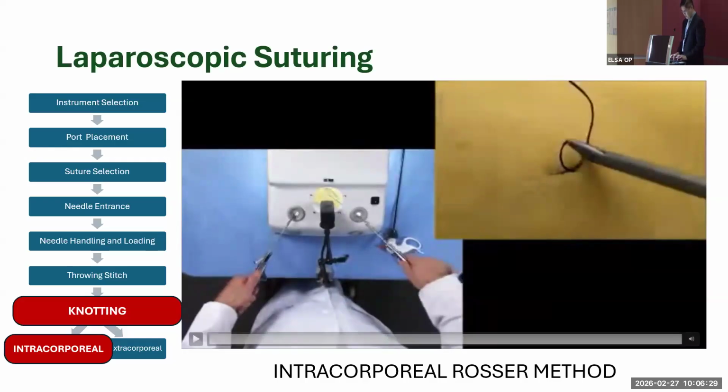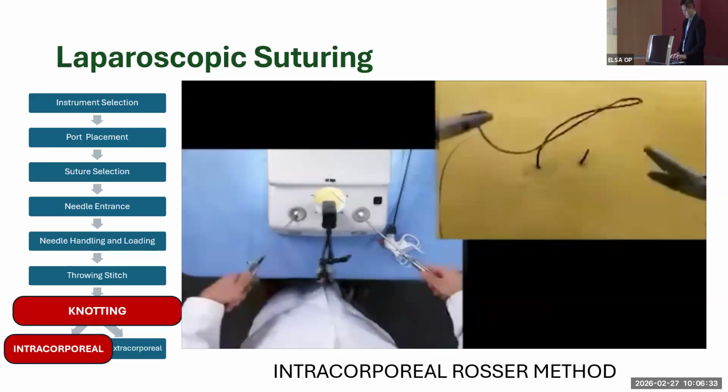That was the Roeser method. Next, we're going to see the Szabo method.